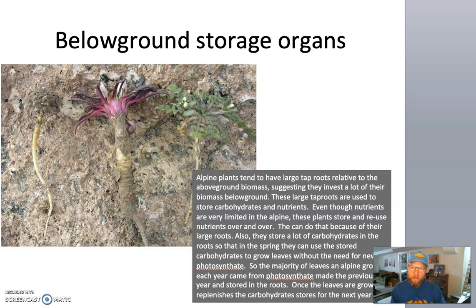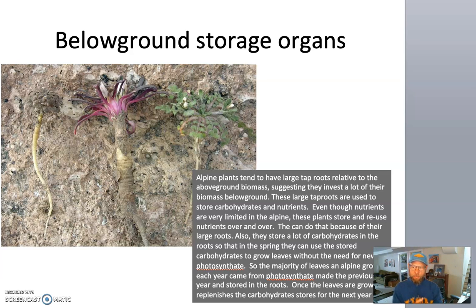And if you go up to the Alpine Visitor Center in Rocky Mountain National Park, there's a nice display of the entire root system. So it's several, probably two-ish meters deep, a root, and then the above ground tissue is just a few centimeters. And so it's investing a lot below ground. And what it uses those roots for are storage, and storage of two main things: nutrients and carbohydrates.